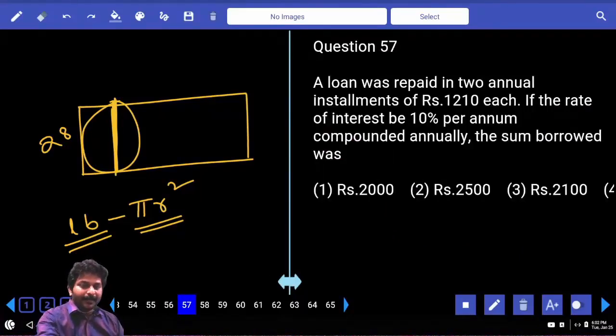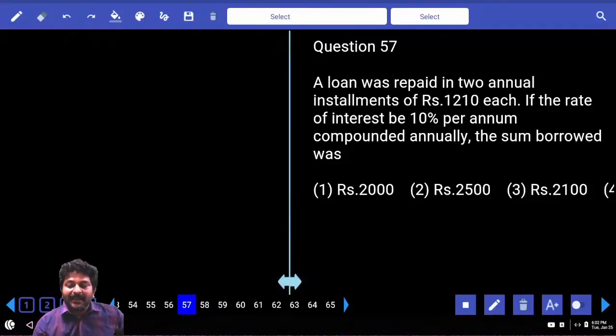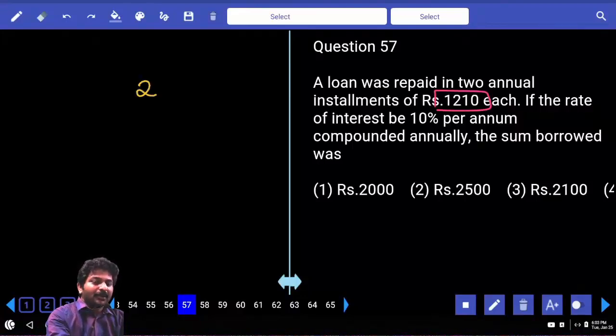Next, a loan was repaid in 2 annual installments of 1210. If the rate of interest be 10% per annum compounded annually, the sum borrowed was. Okay. How many installments? 2 installments. Each installment how much? 1210. That means 2 installments together how much you paid? 2,420. Agreed or not?